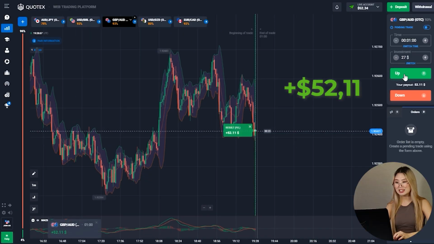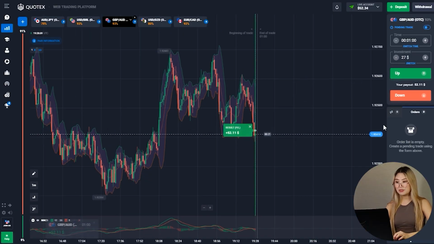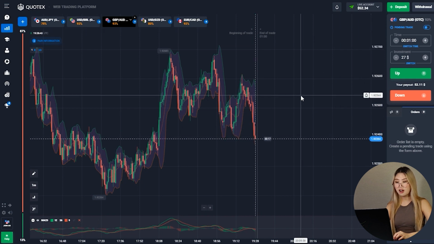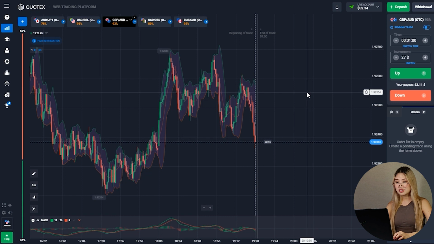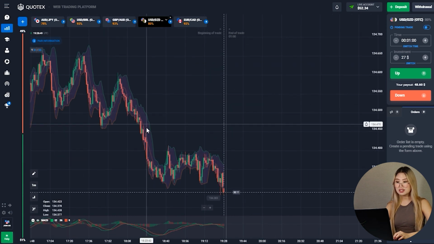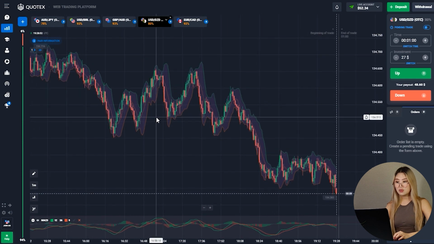Holy shit guys, just another regular profit. As you can see, my balance is already at $52, holy shit. And I want to show you another profitable trade, but I think on this currency pair right here. Let's see what's going on here.